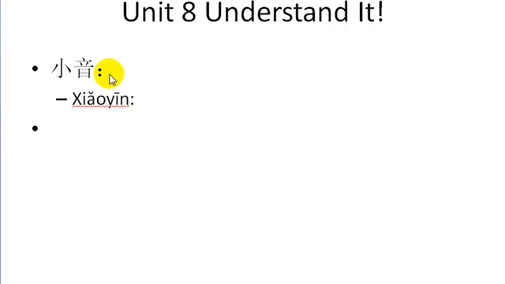小音 is simply the person's name who the letter is being addressed to. So usually when we're addressing a letter to someone in English, we'll say, Jonathan, and then we'll put a comma. The standard practice in Chinese is to put the person's name and then a colon.